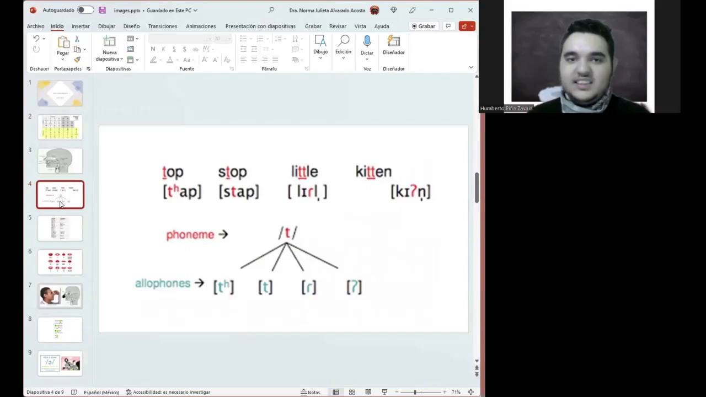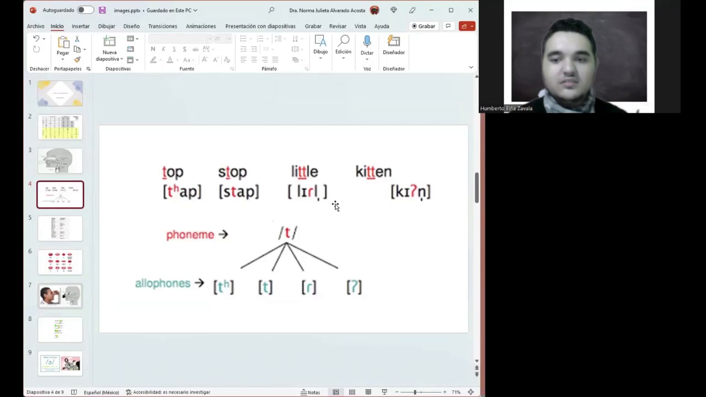Well, you don't say the T the same way when you say little, or kitten, or stop, or top. You say it in different ways depending on the word, but the original is T. So that is what a phoneme is, the original sound of the word. Meanwhile, the allophones are different variations of the same sound. That will be it. Now I'm going to explain the next topic.